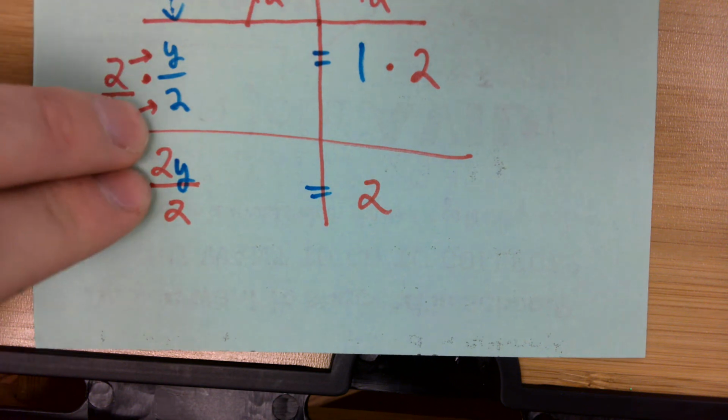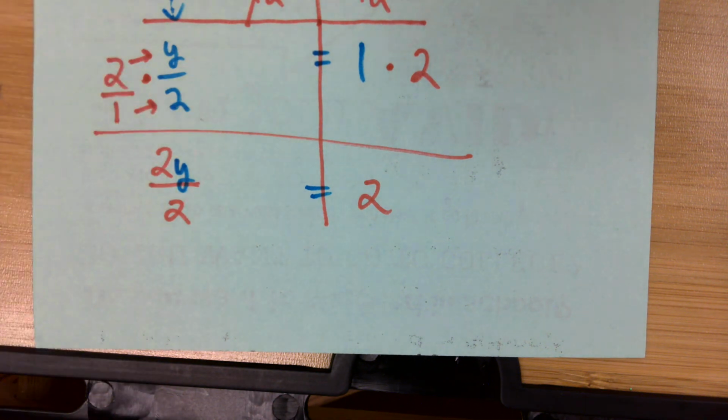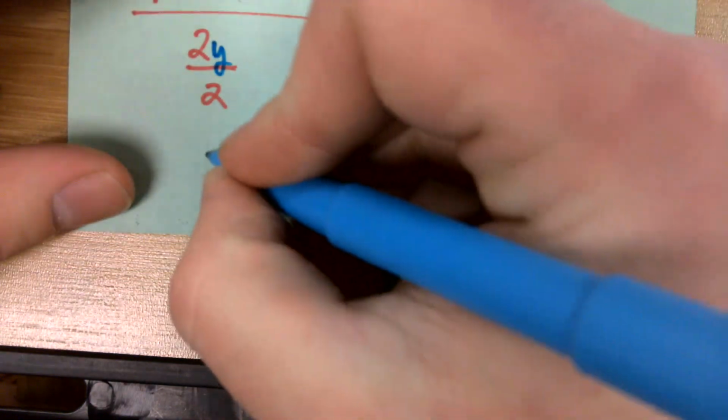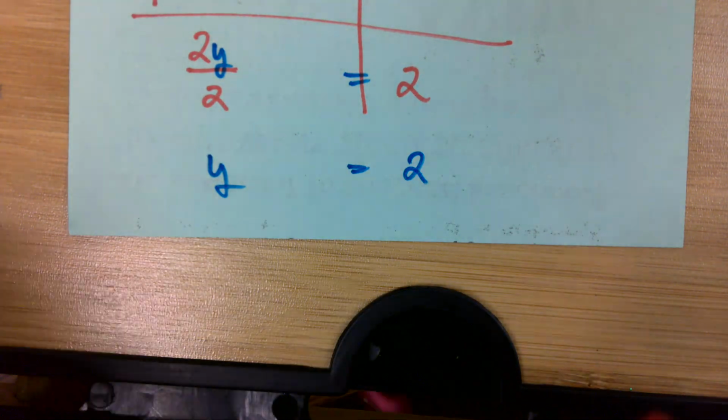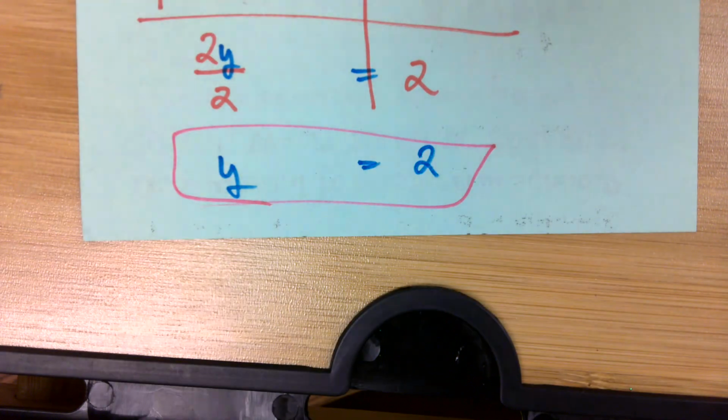Now what happens with this 2 over 2 here on the left? We divide them, and what do we get? What's 2 divided by 2? 1, exactly. So we can just rewrite this as y equals 2. And there's our answer right there.